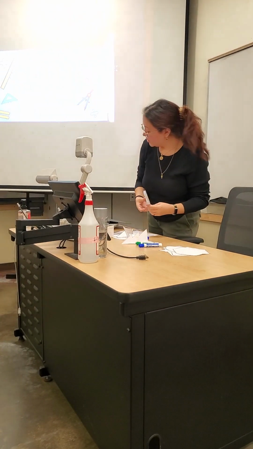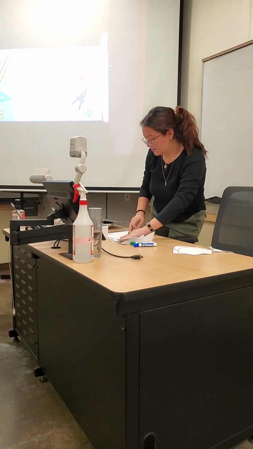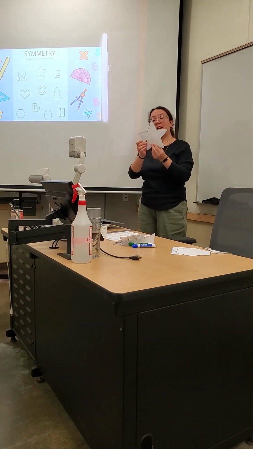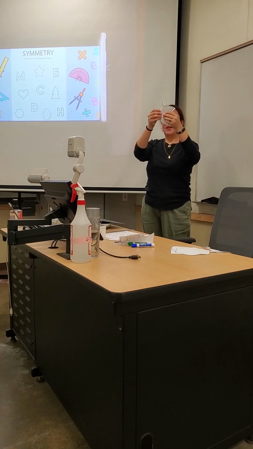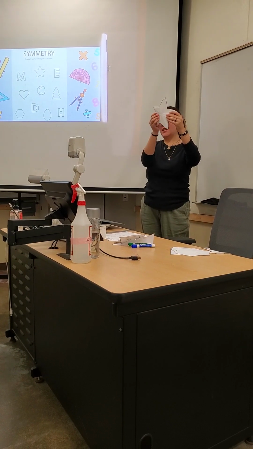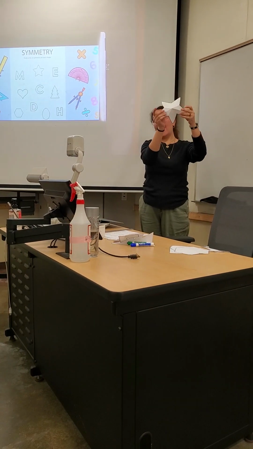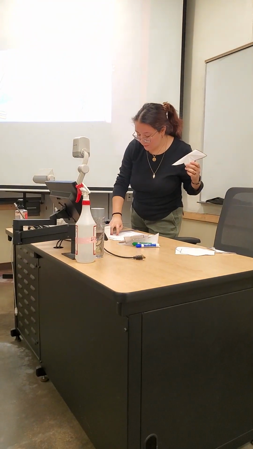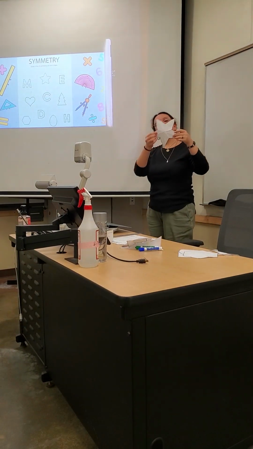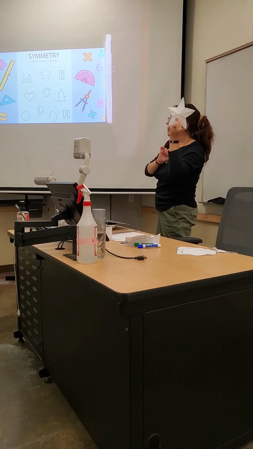If we were to do the star, let's be a little bit more complicated. This one can be folded vertically, can be folded in a diagonal, can be folded in the other diagonal. It can be folded about 1, 2, 3, 4, 5 different ways. So the star will have 5 lines of symmetry.